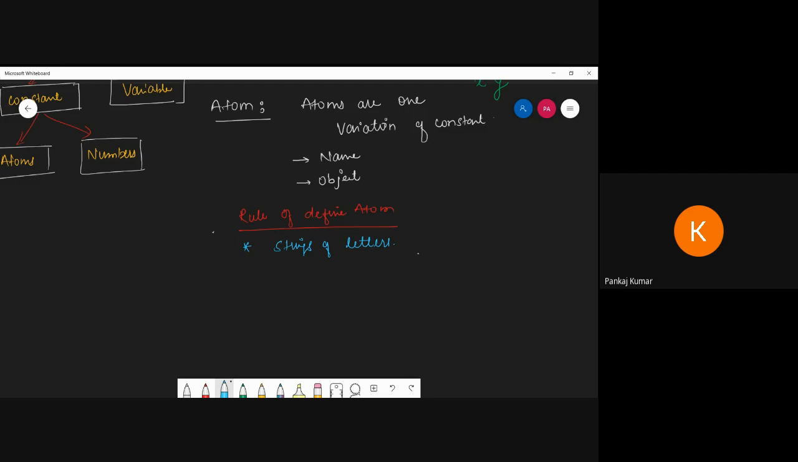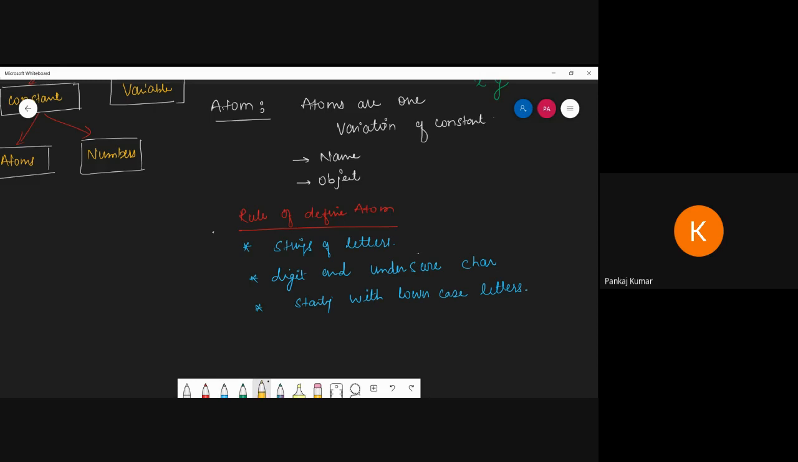Okay, it may be a string of letter, digit and underscore character, and we can write starting with a lowercase letter.